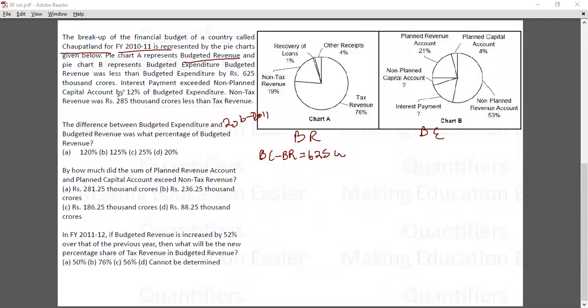Also, they are telling us that interest payment exceeded non-planned capital account by 12%. Interest payment कितनी है हमारी पता नहीं हमें, non capital payment कितनी है हमें पता नहीं, but there is a difference of 12% of budgeted expenditure. Now this word is important, budgeted expenditure.